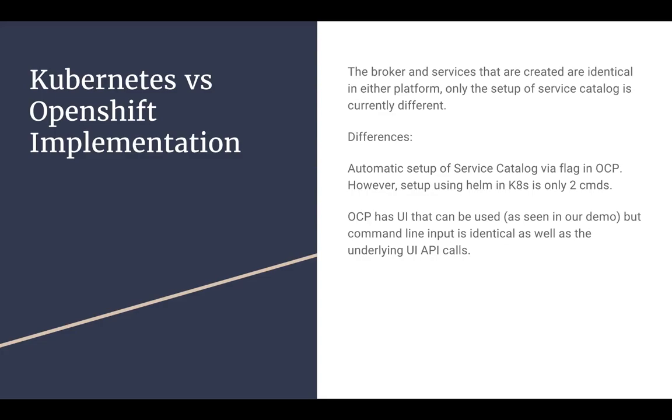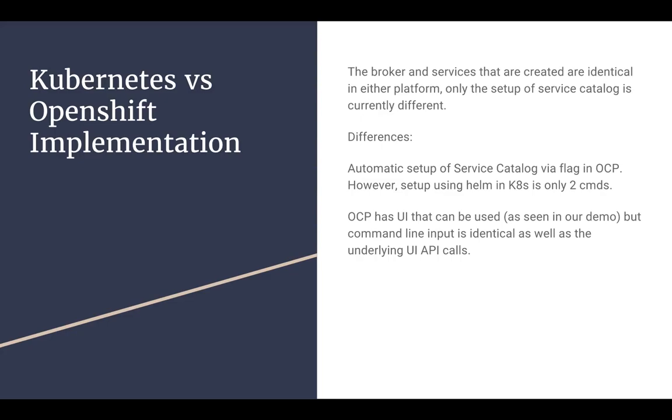I'll be using Openshift for two reasons today. Number one, Openshift currently has a flag that sets up the service catalog automatically, and there's no other operation. If you are using Kubernetes, the install of service catalog is fairly trivial. It's just a couple of commands. Normally I use Helm to do it, but right now Openshift does have a slight advantage in terms of starting up the service catalog.